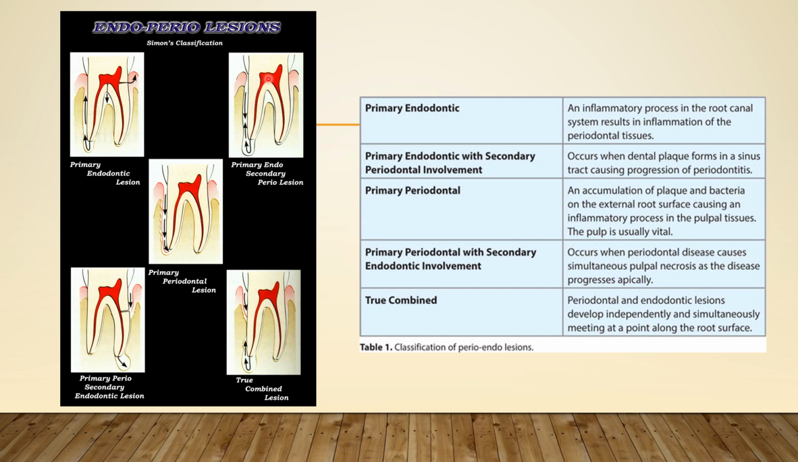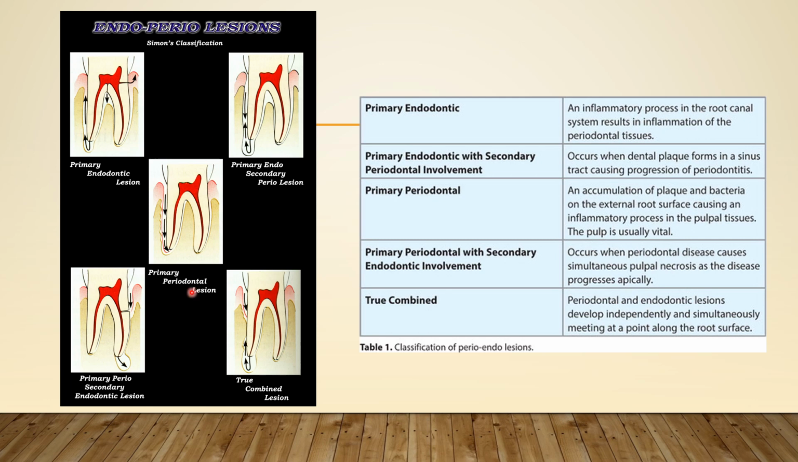In the primary endo, there is pulpal inflammation or pulpal necrosis, which leads to a sinus tract, and which causes progression of periodontitis or retrograde periodontitis. You can see that this infection from the root canal system is getting drained through the periodontal ligament space, and this causes secondary periodontal involvement.